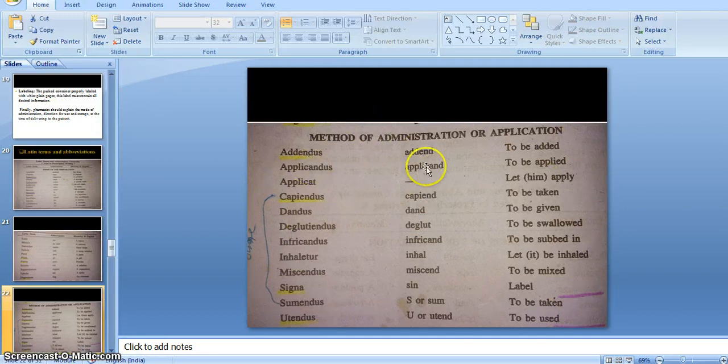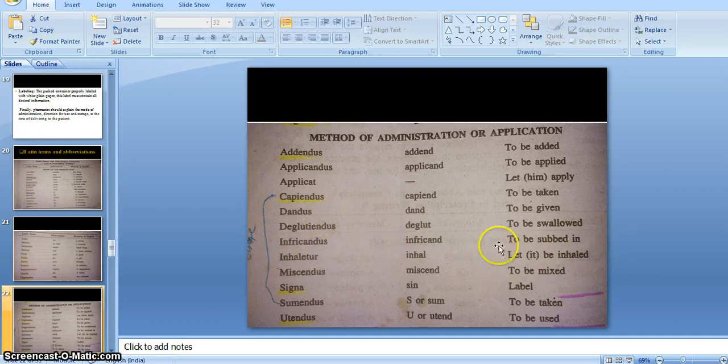Addendus, that is, to be added. This is the Latin term abbreviation, and this is the English meaning. Applicandus means to be applied, for example a semisolid dosage form. Applicet, with no abbreviation, means let it be applied. Capiendus means to be taken. Dandus means to be given. Deglutiendus means to be swallowed.